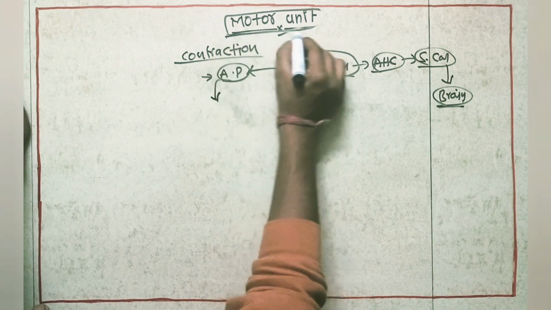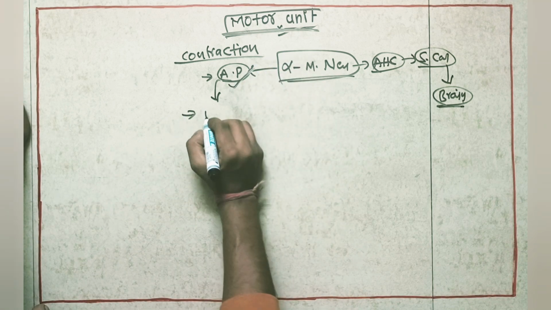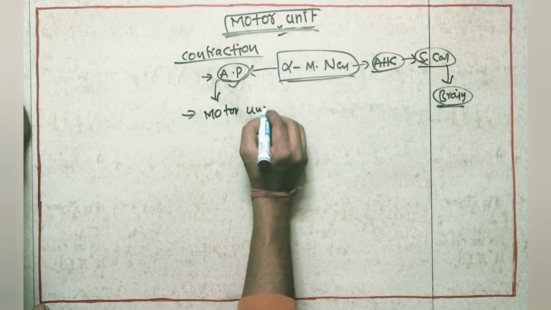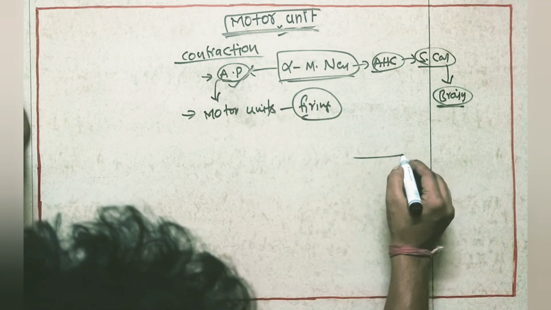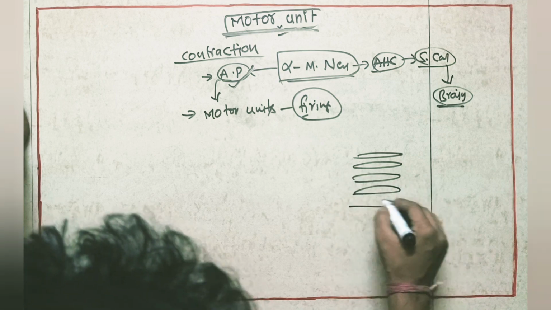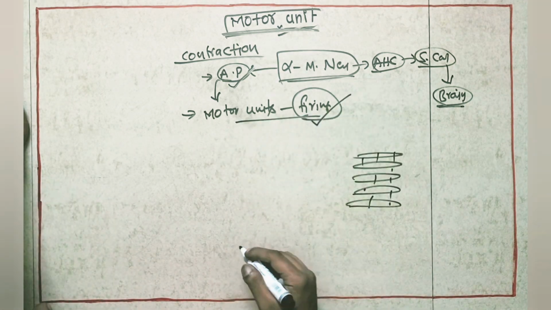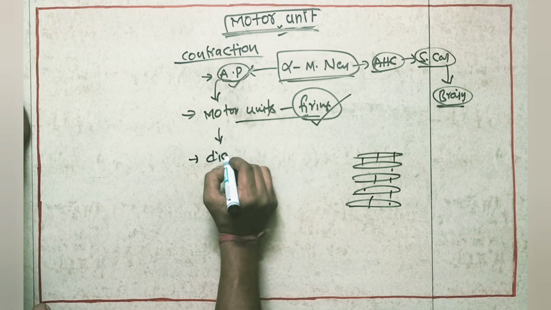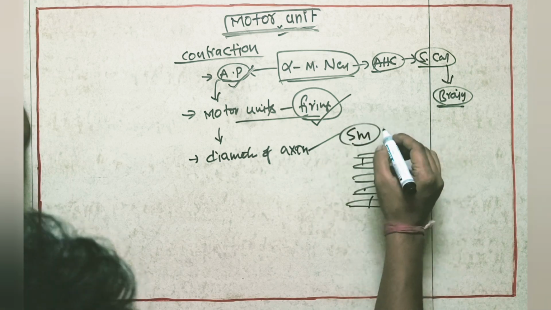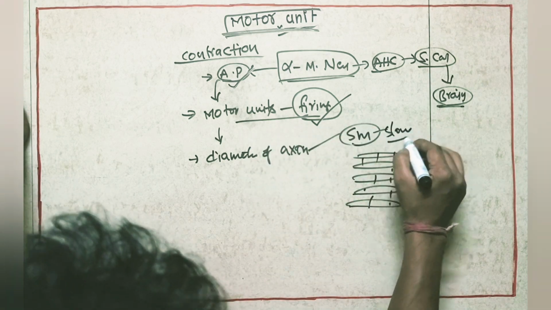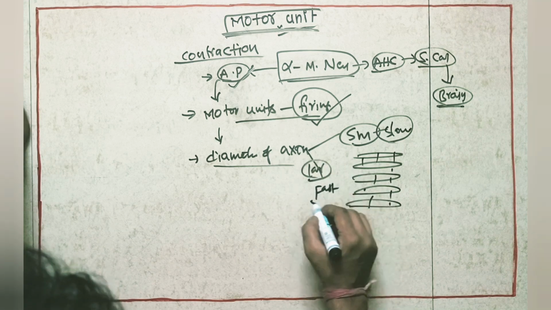After that, if the muscle is contracting, first we need the action potential. Okay, the action potential is there. Then we need to know how many motor units are firing, simply how many motor units are working. Suppose one muscle has 5 motor units; of these 5 motor units, how many are activated? After that, what is the diameter of the axon? If the axon diameter is small, the movement will be slow, so it will take some time. If the diameter is large, movement will happen fast.